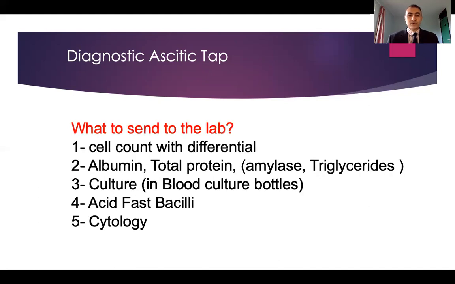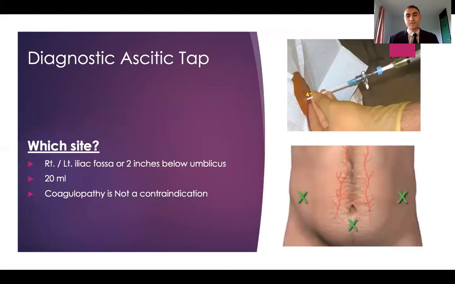And usually we send 5 bottles. The first one is for the cell count with differentiation. Then we send for the albumin and for the total protein, cultures, and acid-fast bacilli, and for cytology. The most famous 3 sites for taking the tap could be the right or left iliac fossa or suprapubic, just 2 inches below the umbilicus.